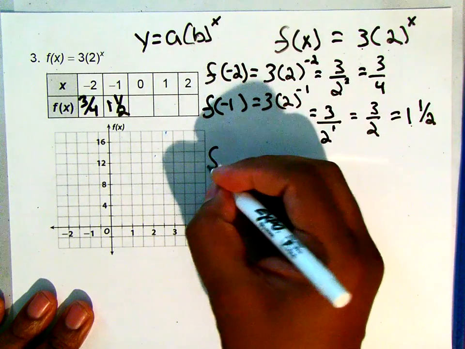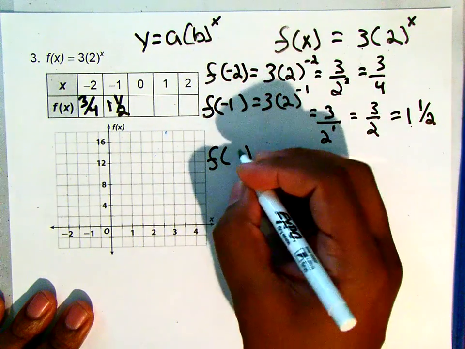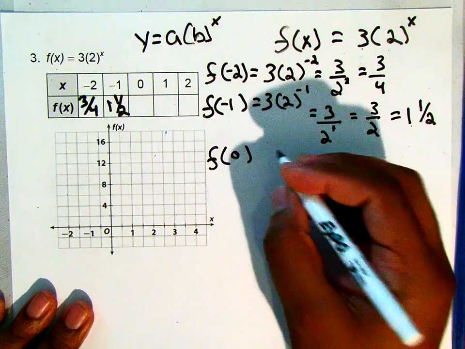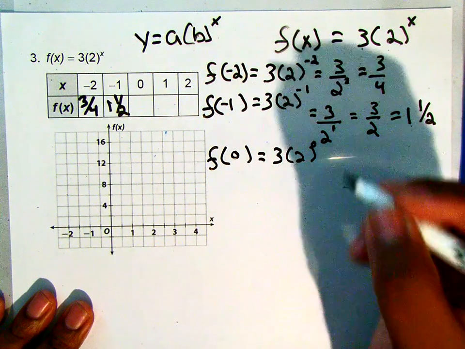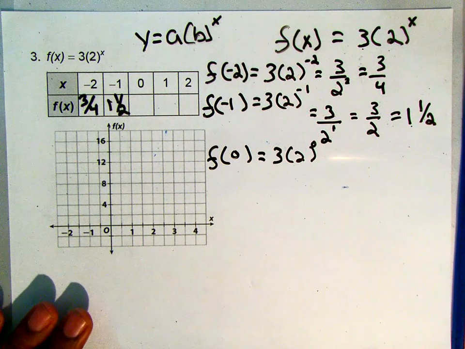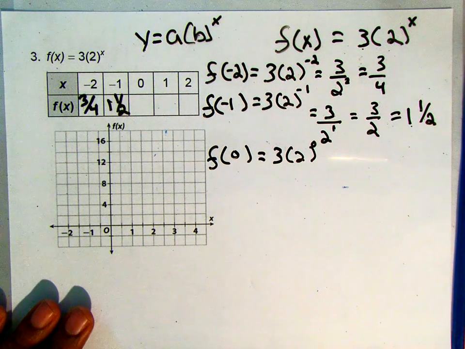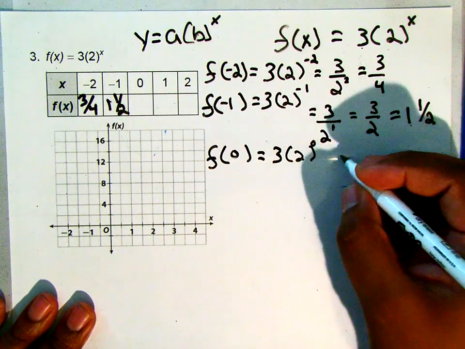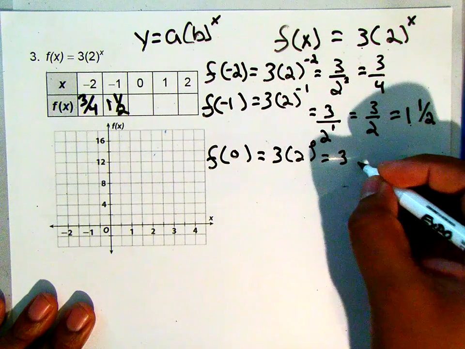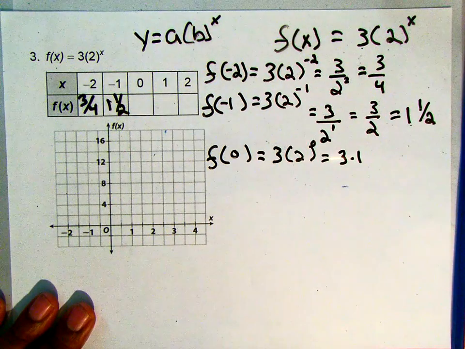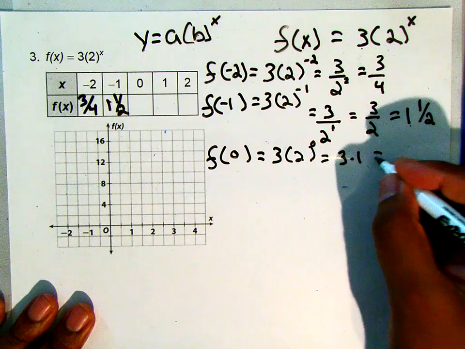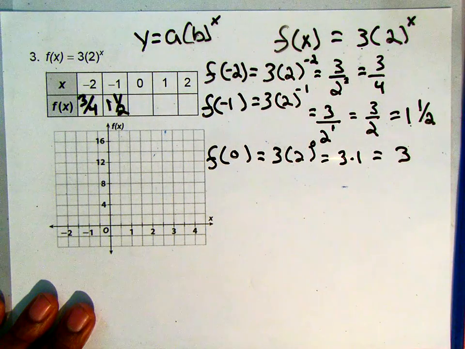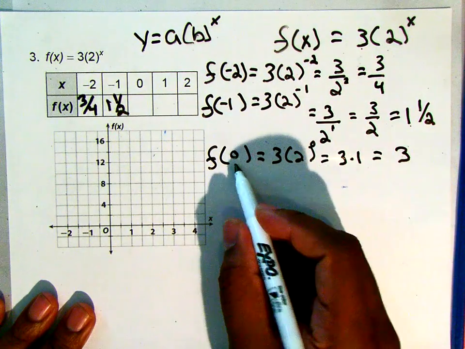Next I'm going to do f of 0. It's going to be equal to 3 times 2 raised to the 0. All right, 2 to the 0 is 1. That's going to be equal to 3 times 1, and that's going to get me 3. So when I plug in 0, I get 3.